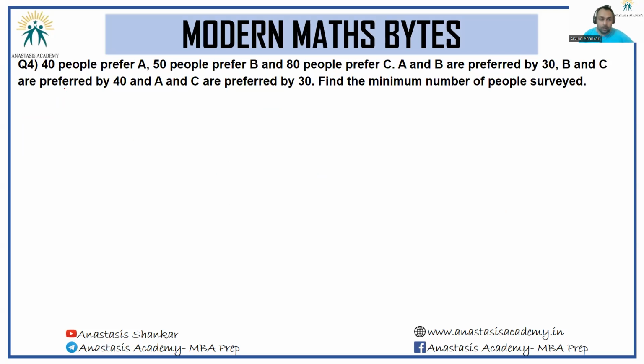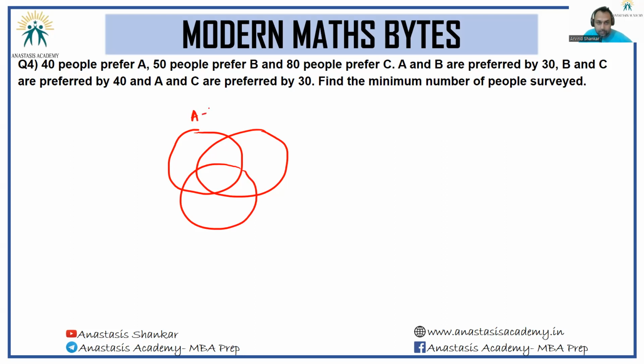Next, 40 people prefer A, 50 people prefer B, and 80 people prefer C. A and B are preferred by 30, B and C are preferred by 40, and A and C are preferred by 30. Find the minimum number of people surveyed. Okay. Case for maxima, minima in Venn diagrams.